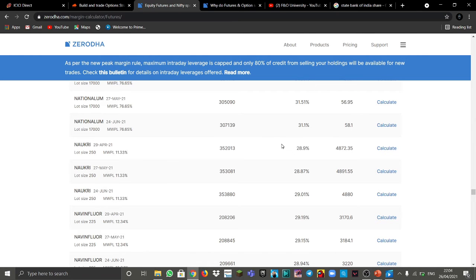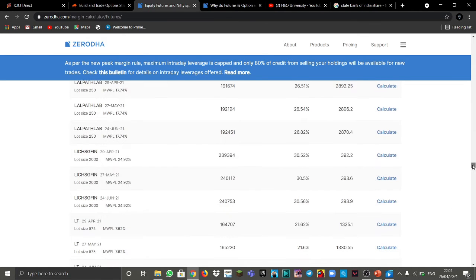What is the percentage of margin that you need to pay? These are the percentages mentioned. And what is the amount that you need to pay for margin? 3,52,013 rupees for current month. If you want to buy it for the next month, you need to pay 3,53,081, and for far month you would need to pay 3,53,882. So let's look at one more contract.